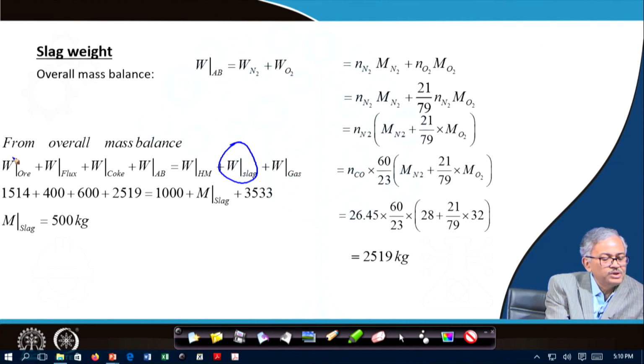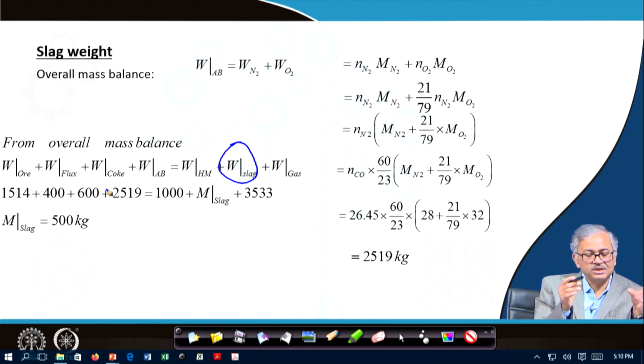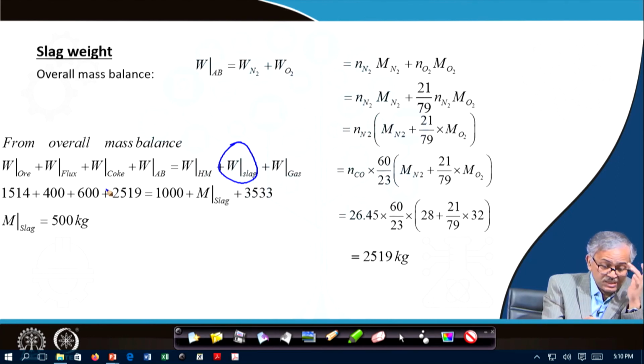We can simply calculate it by adding up these. So, the weight of the ore we calculated as 1514, the flux rate was known to us, 400, the coke rate was known to us, 600, and the blast is this. We are not going into the intricacy of the coke, how much silica, sulfur, or carbon. We are just taking the whole weight of the coke.